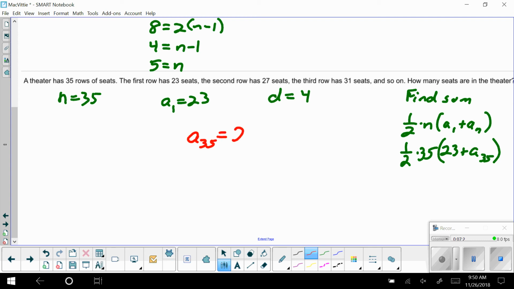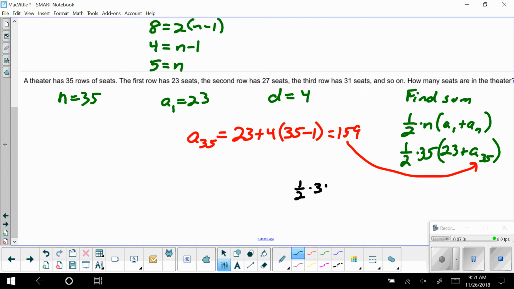And that would be my a sub 1 plus the common difference times 35 minus 1, which would give me 159. So now I can plug that in here. I have 1/2 times 35 times 23 plus 159, which gives us a total of 3,185 seats.